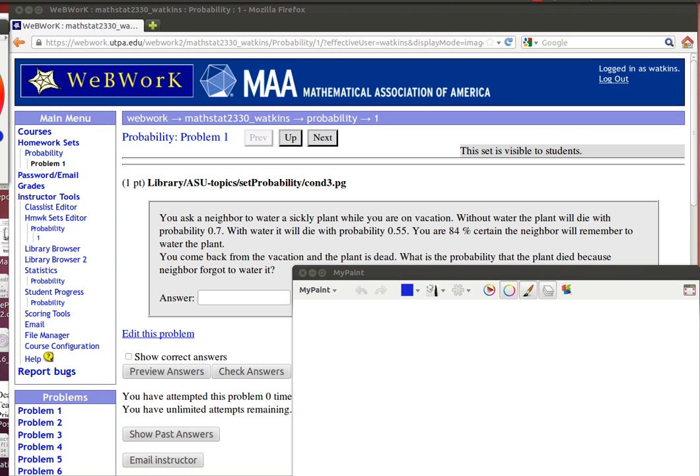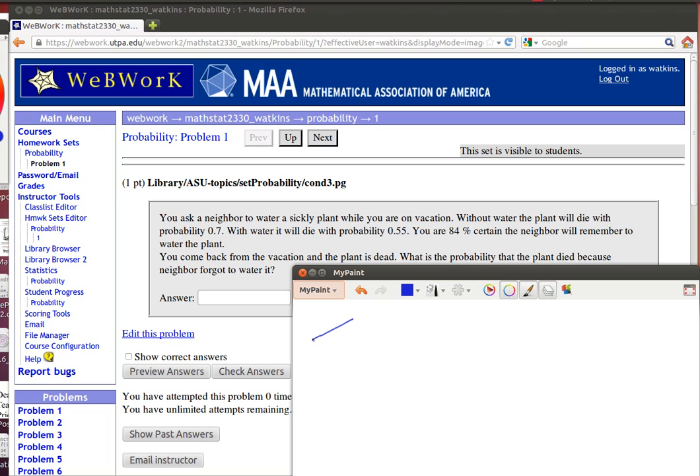Here we're looking at another problem from WebWork. As the story tells, you're going to ask a neighbor to water your plant. The plant's not in good shape, so it's likely that it'll die no matter what, but it's more likely that it won't survive if it doesn't get watered. In this particular case, here is a tool that is powerful in handling some probability problems. Here's the idea.